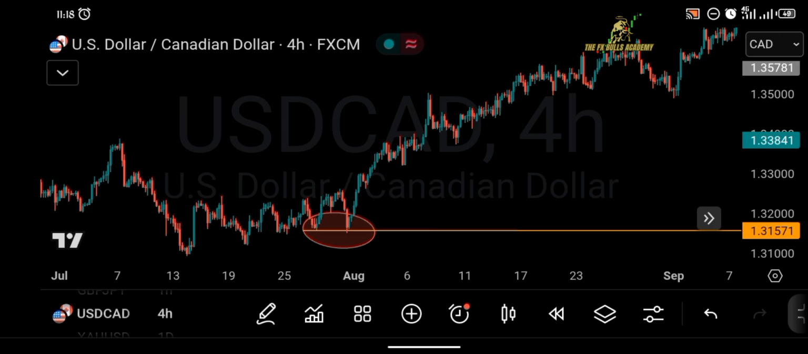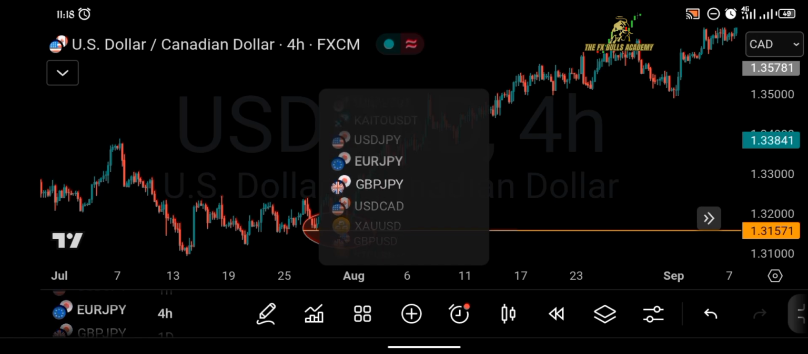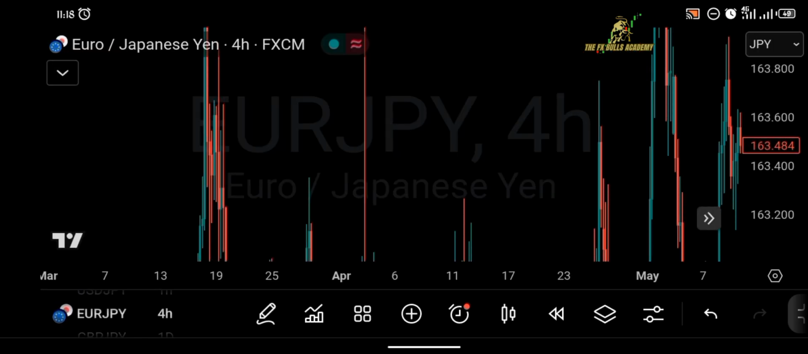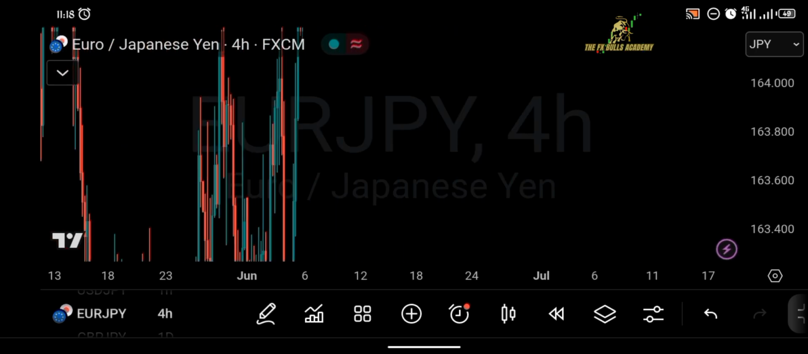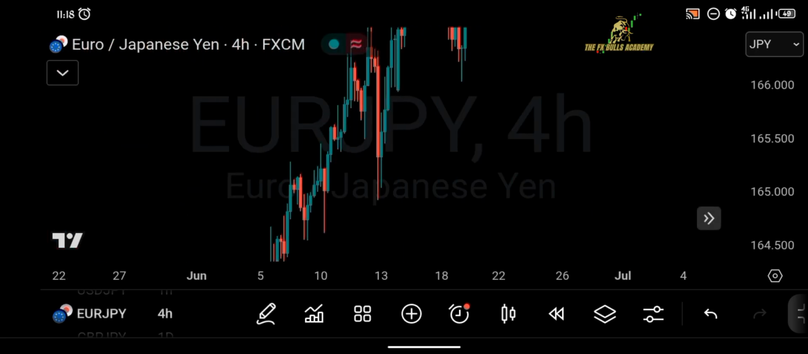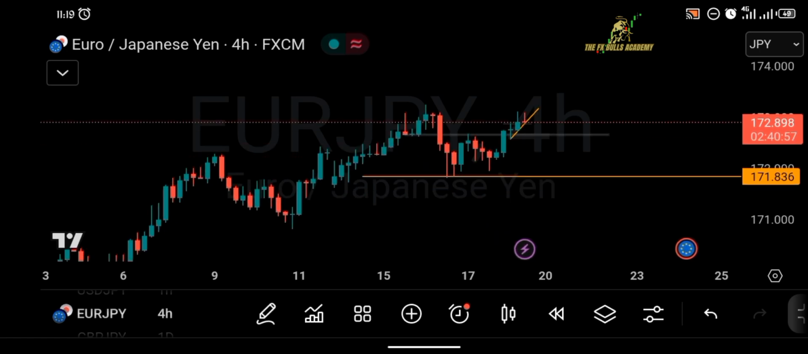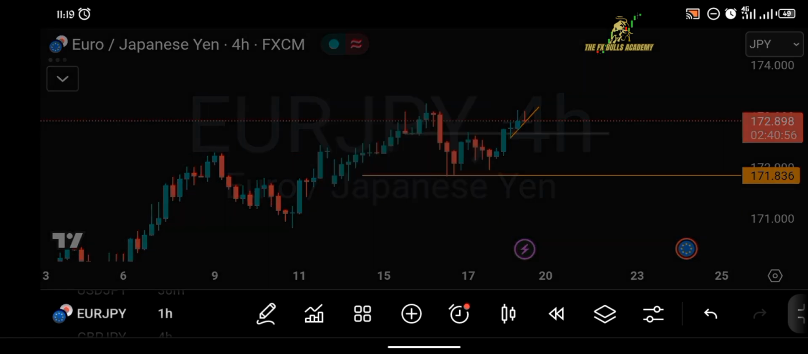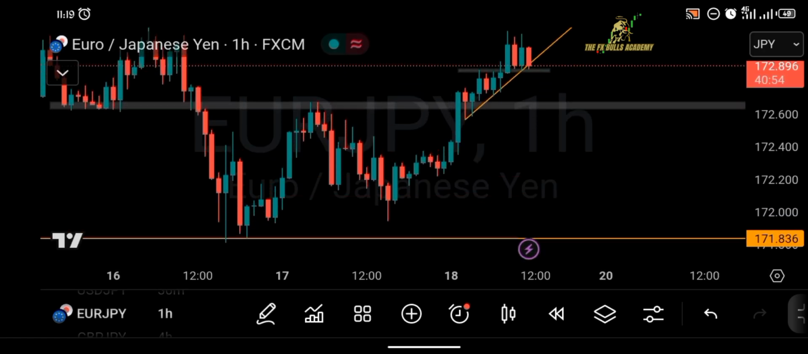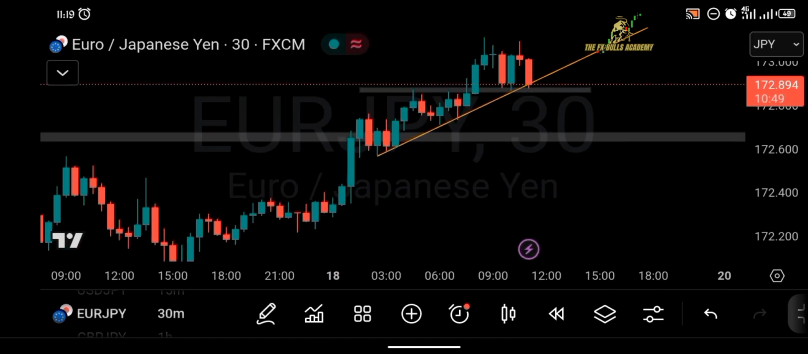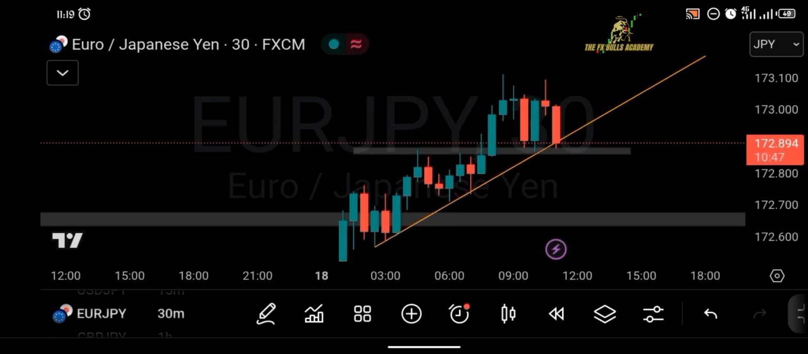So now let's go to the trend line part. The trend line part is the Euro JPY I'll be using for you guys. It happened recently, but I didn't take the trade. At this point, the trade is set already for me.